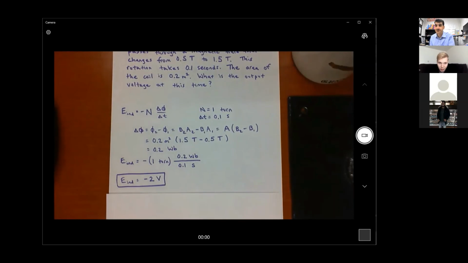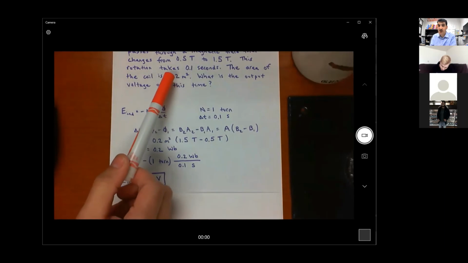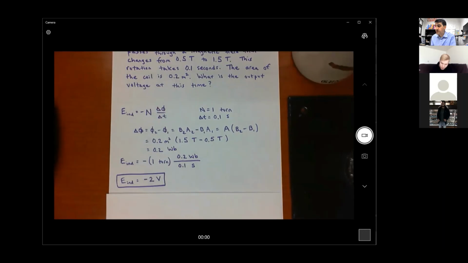Professor? Yes. To get Weber, is that just Tesla multiplied by meters squared? Yep, that's right. Whenever you multiply Tesla times meters squared, you'll get Webers. So it's really important when you plug your area into this equation that you always have your area in meters squared. So be careful about that.